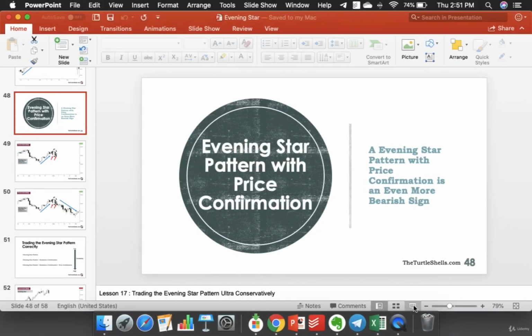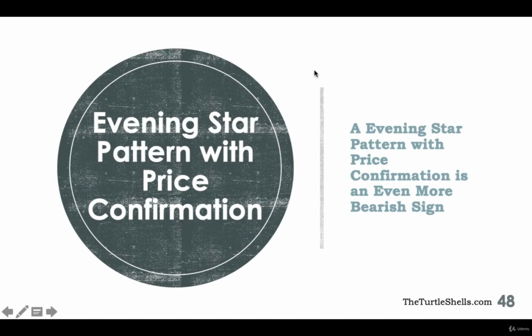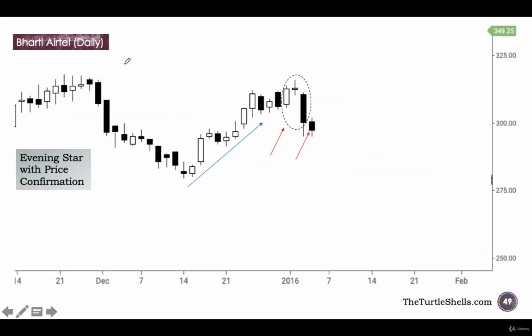So now let's look at the evening star providing price confirmation. We have discussed this before that an evening star, if it does not provide resistance confirmation, then at least we should have price confirmation. So the evening star pattern with price confirmation is an even more bearish sign. Let's have a look at an example here. This is a daily chart of Bharti Airtel, a nice uptrend pointed by the blue arrow. You want to look at the evening star with price confirmation.